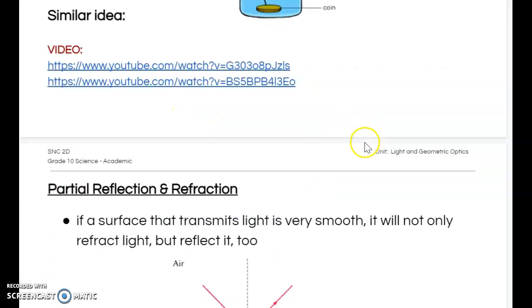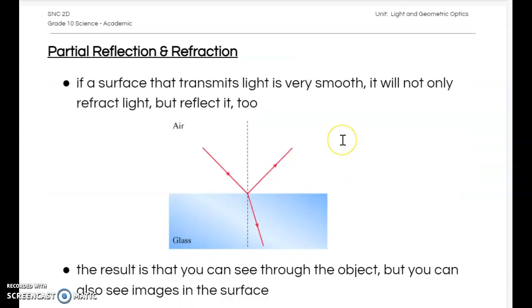And then we have partial reflection and refraction. If a surface that transmits light is very smooth, it will not only refract light, but it will reflect light. If you remember from that demo I showed you, we saw a little bit of reflected light as well. The result is that you can see through the object, but you can also see images being reflected on the surface of the material.